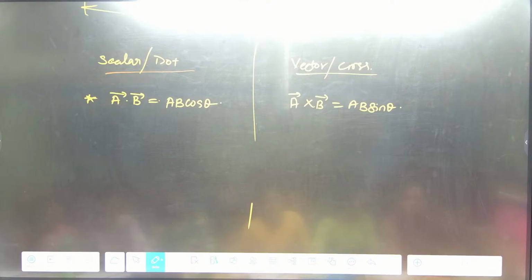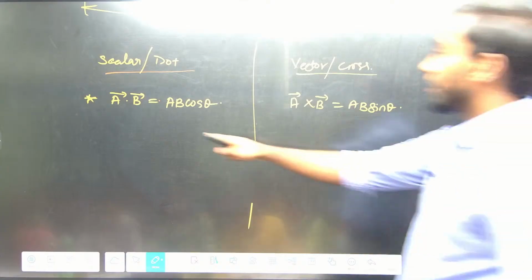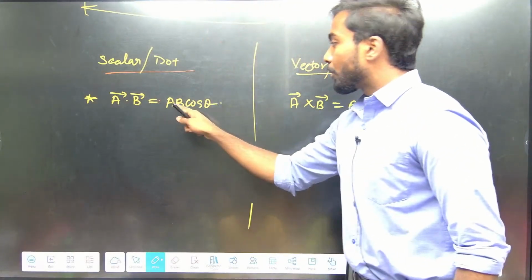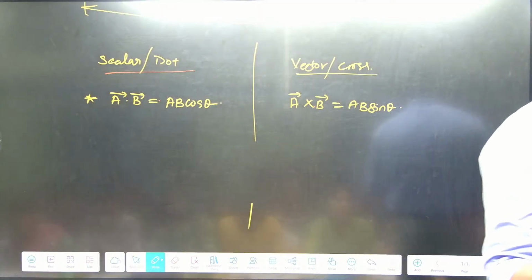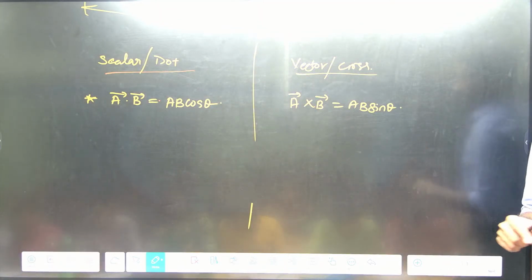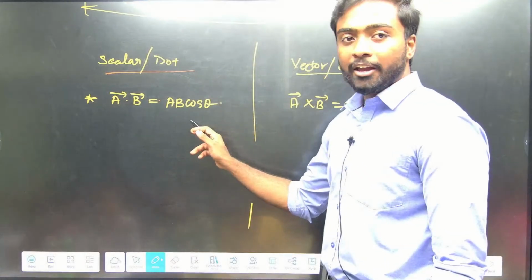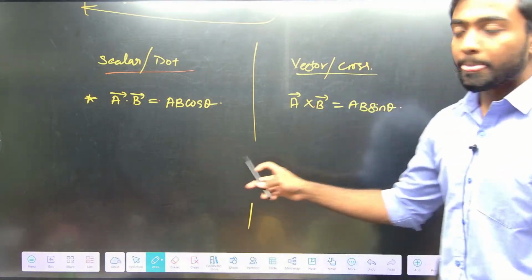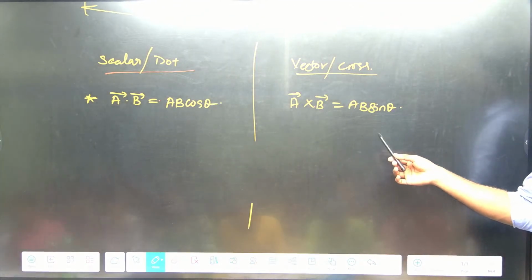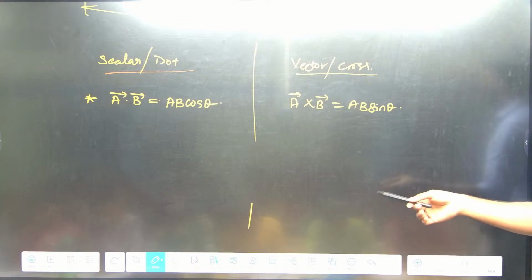Write down the point under the scalar. If theta is equal to 0, then A vector dot B vector will be equal to AB, since cos 0 is 1. If the angle between them is 90 degrees, it is 0. If it is 0, 0. If it is 90, 1.